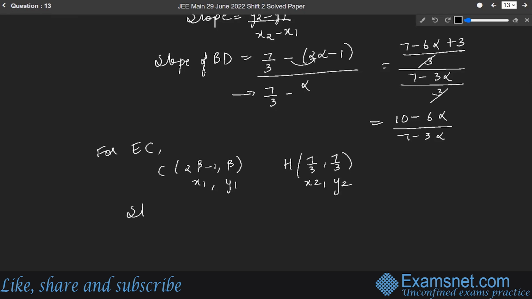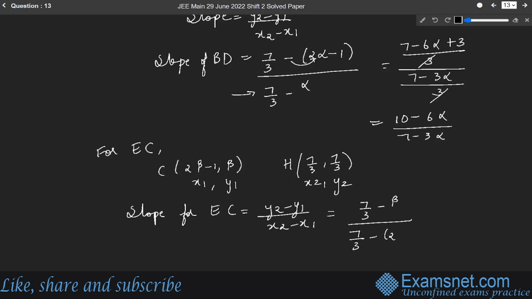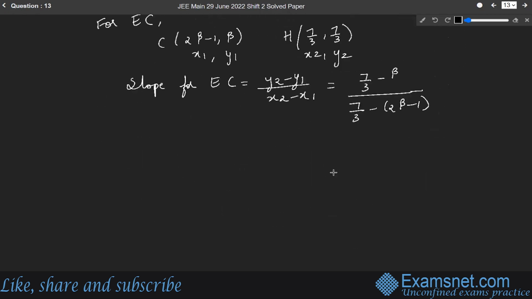Again consider it as x1, y1 and x2, y2. So the slope for EC will be equal to y2 minus y1 divided by x2 minus x1. What is y2? 7 by 3, minus y1, what is y1? Beta, divided by x2 minus x1, 7 by 3 minus x1, which is 2 beta minus 1. Now when we further solve this, in the numerator part the LCM will be 3, and the numerator will be 7 minus 3 beta.